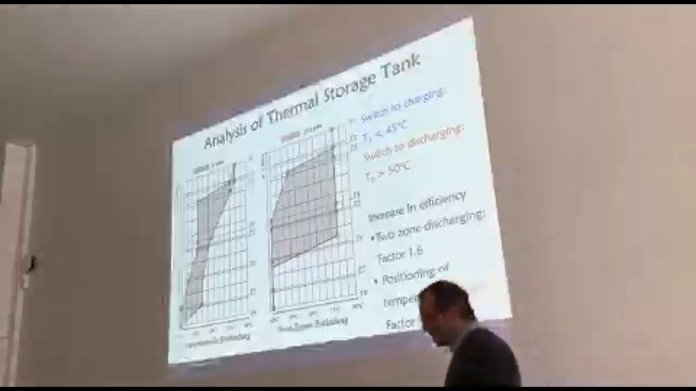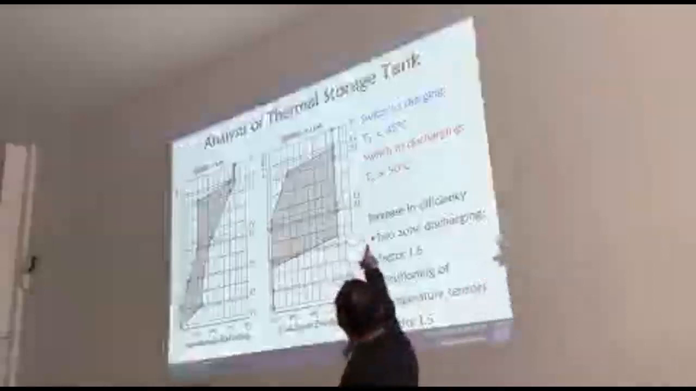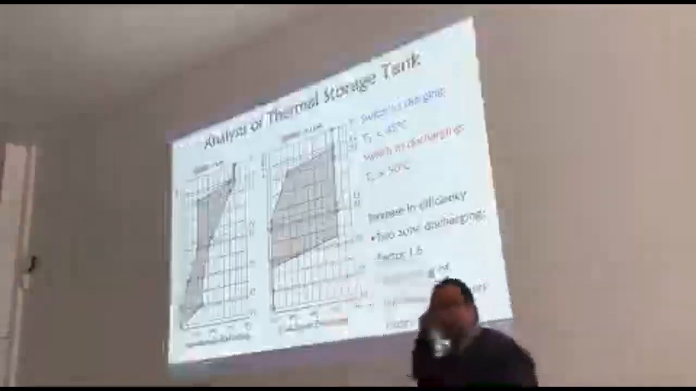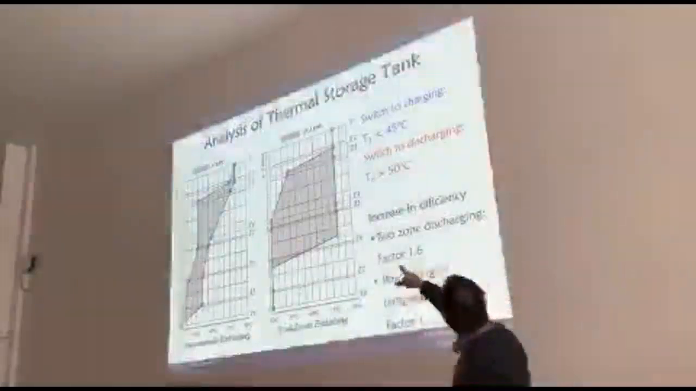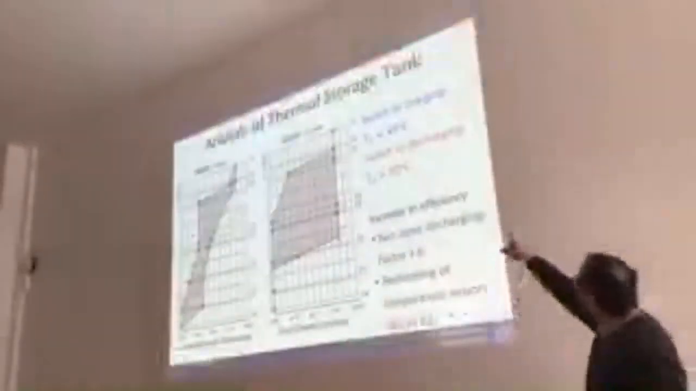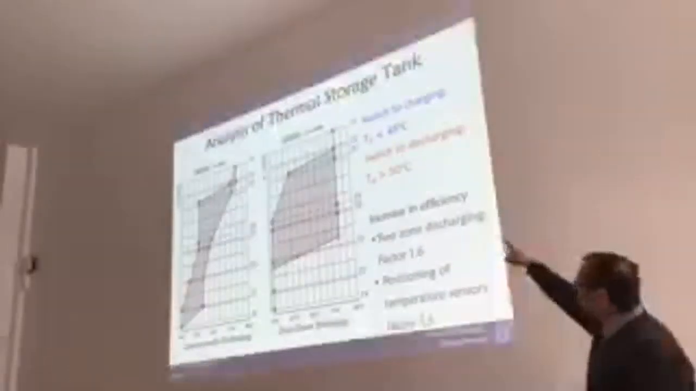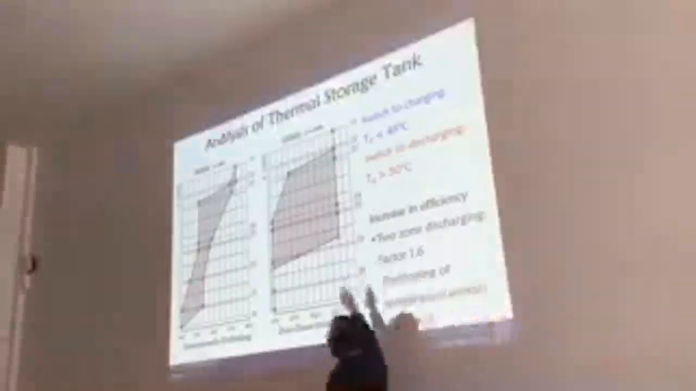The sensors for switching on and off are indicated by the blue and the red color. So the sensor for switching on is the sensor T3, and the sensor for switching off is T6, and the sensor T6 is located here.